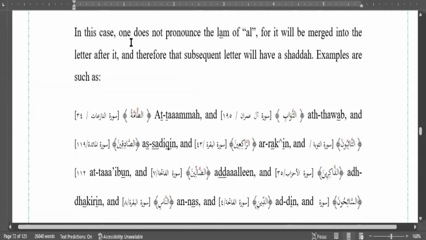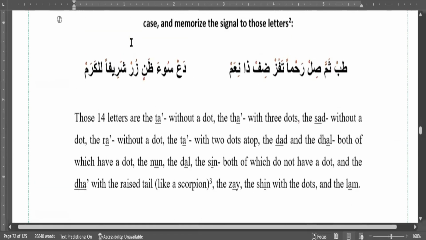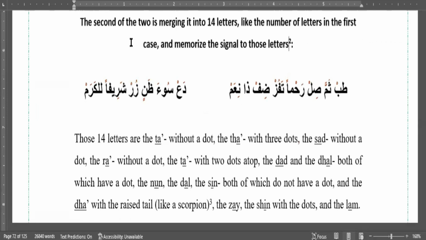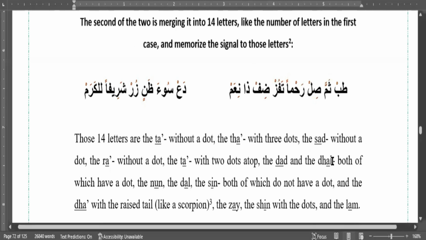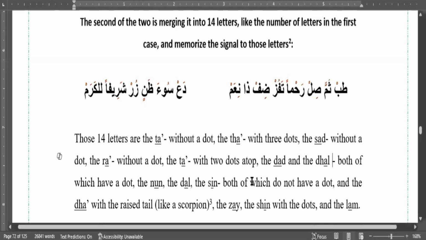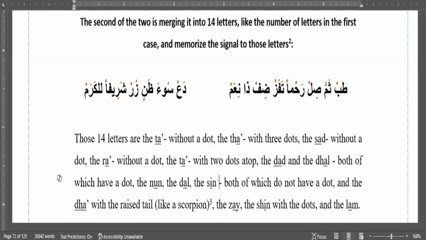Did we put the meaning down here too? The meaning, yeah, okay. Those 14 letters are the tha without a dot, and the tha with 3 dots, sad without a dot, ra without a dot, ta with 2 dots atop, dad, and the dhal, both of which have a dot. The noon, the dal, the seen, yani dal and seen, both of which do not have a dot. And the lam with the raised tail like a scorpion.